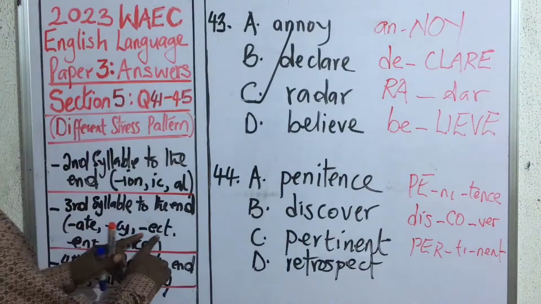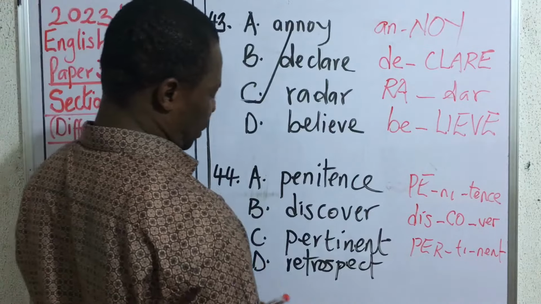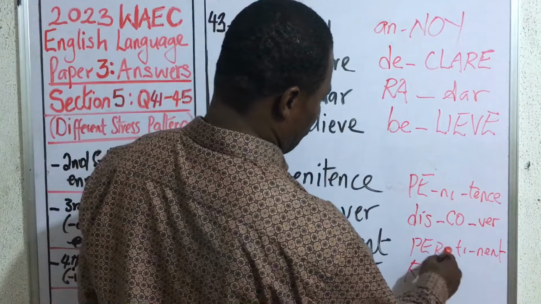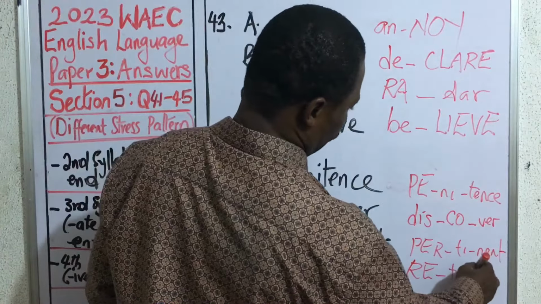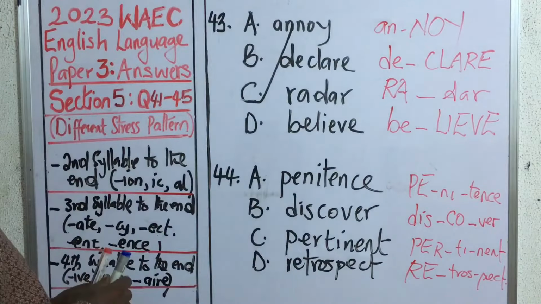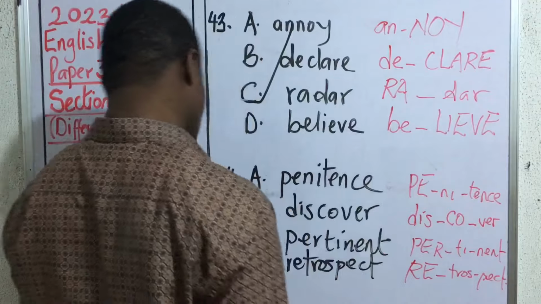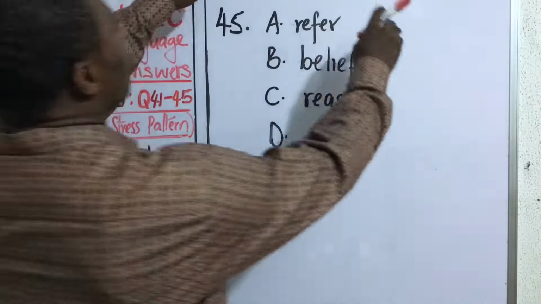If a word ends in ECT, then you're going to have to stress the third syllable to the end. So here you have re, and then tro, and then spect. At the end of the day, the option that has a different stress, that has its stress on a different syllable, is option B.